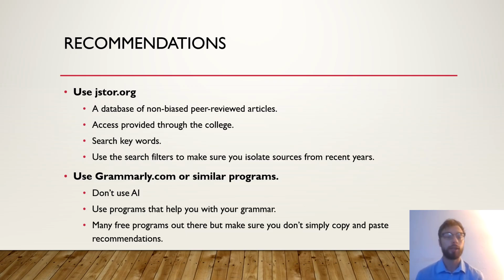So, JSTOR.org, search your keywords, political polarization. If that's your topic and your subtopics are parties, the media, search all those terms together, search them one by one, and you can use filters to isolate sources only from recent years. And that is the best way to get a peer-reviewed source. And it's really a great way to understand how you should take up your argument.